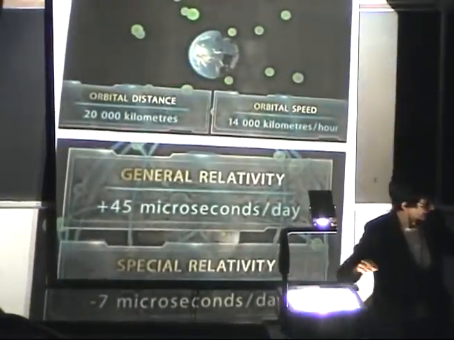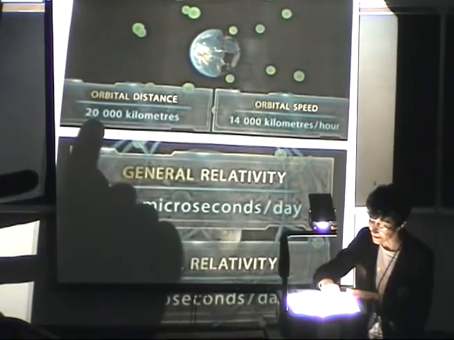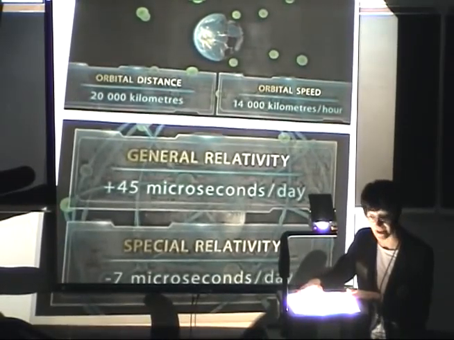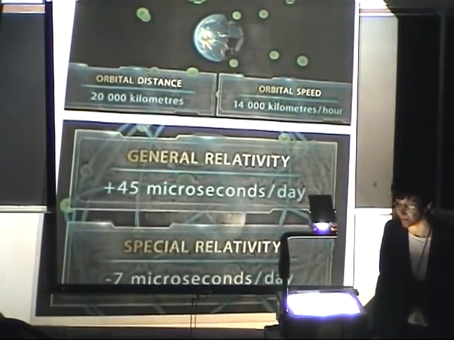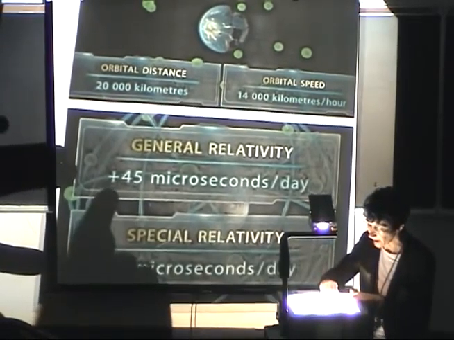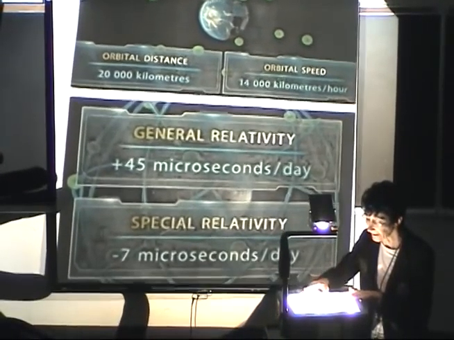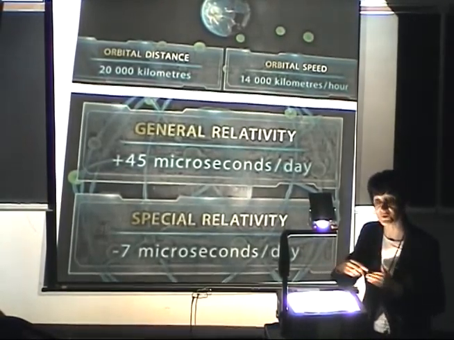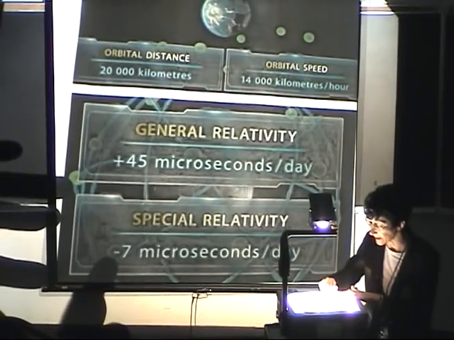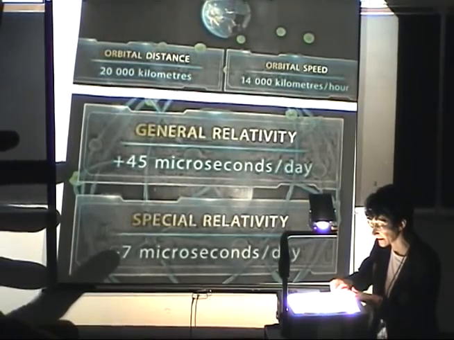Now we can add also the general relativistic effect, because the satellites are higher up, at an orbital distance of 20,000 kilometers. Then they run faster, and this is a general relativistic effect. So in a day, without correcting for general relativity, we would have an error of plus 45 microseconds. And the special relativity, due to the time dilation of moving clocks, would give a correction of minus 7. They have opposite signs.